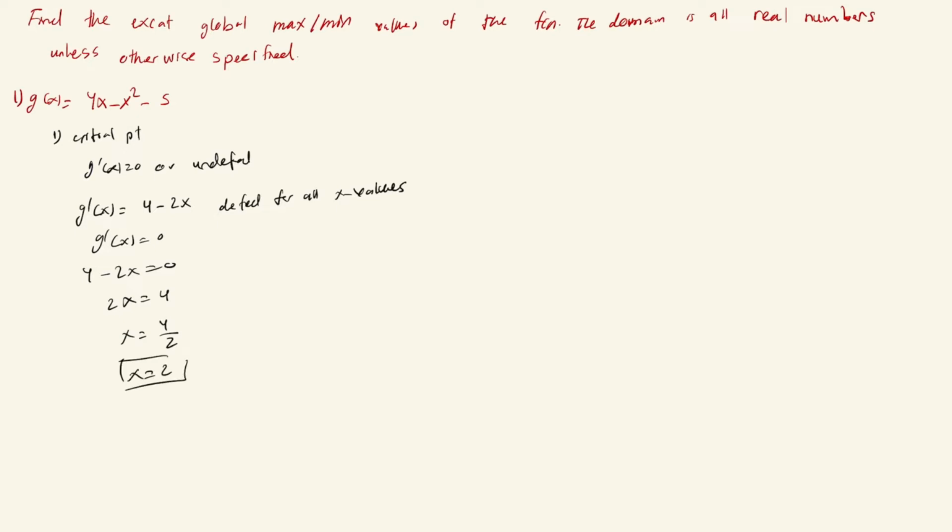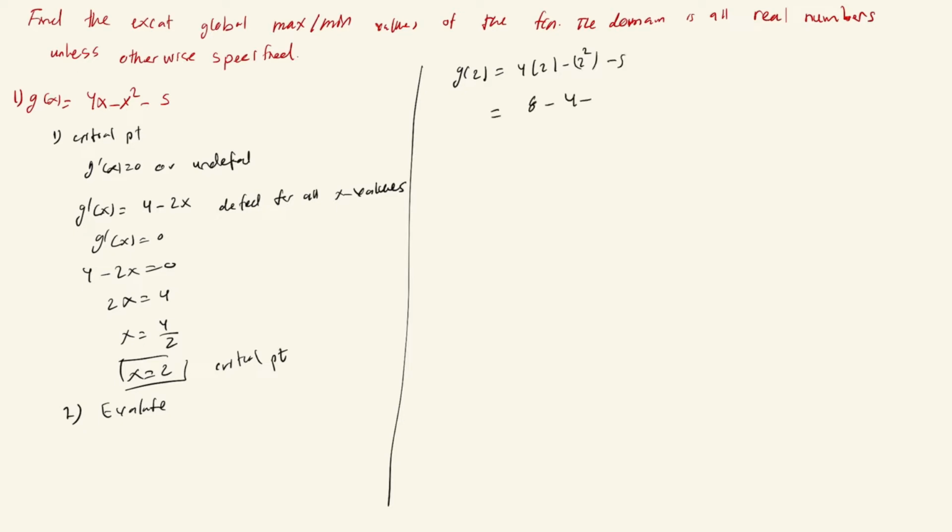Now notice 2 is in our domain, which is all real numbers. Therefore, it's considered to be a critical point. The second step, we're going to evaluate the critical point in the function g of x. So the value of the function at the critical point is -1.